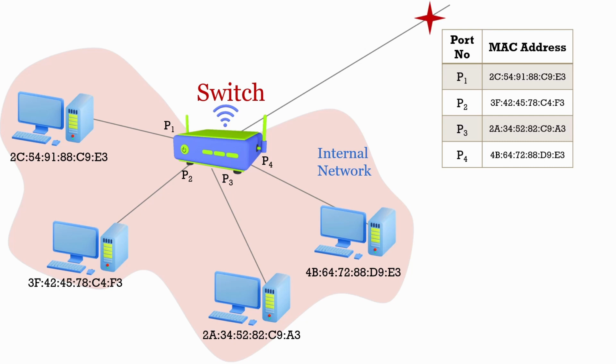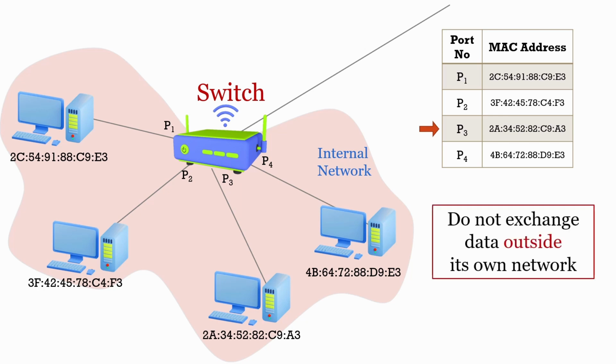Whenever a data packet arrives at a port of the switch, it checks the header of the data packet, identifies which connected device the packet is for, and directs it to the intended destination port. In this way, it reduces the unwanted traffic on the network. Just like hub, the switch is not able to read the IP address present in the header of the data packet. That's why it's not able to exchange data outside its own local area network.